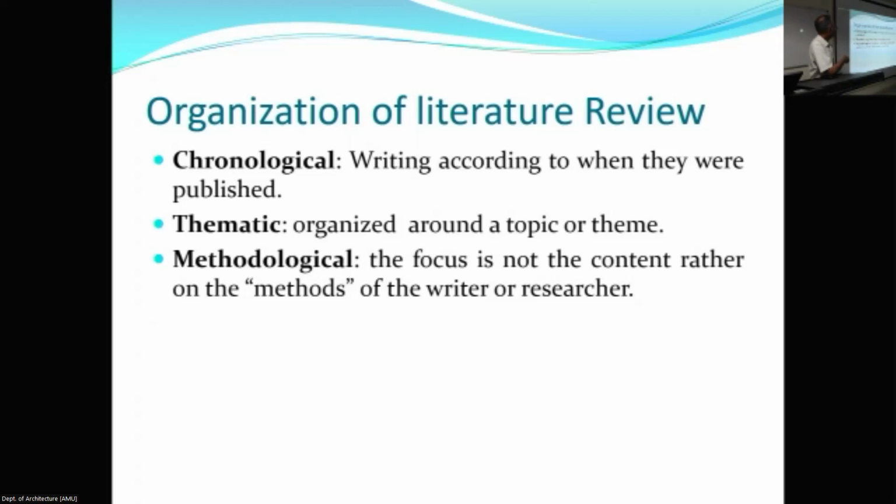Now there are various ways of organizing research literature review. One way is you can write a literature review in chronological fashion, year wise, 1960, 19, and so forth. You start with the earliest, and the recent study will come in the last. Then you try to organize according to theme or according to methodology.